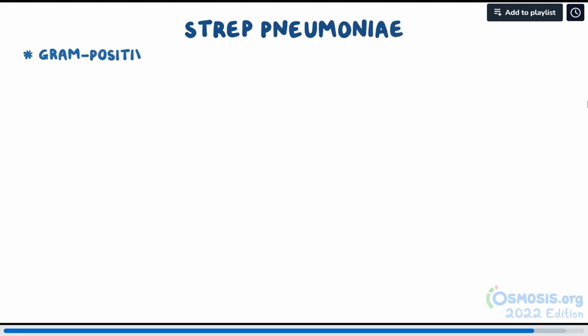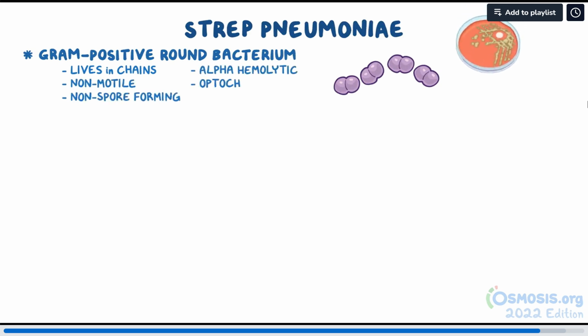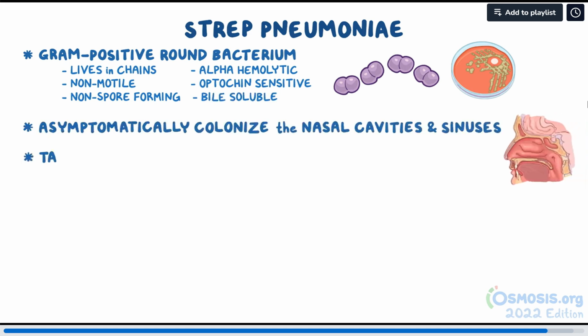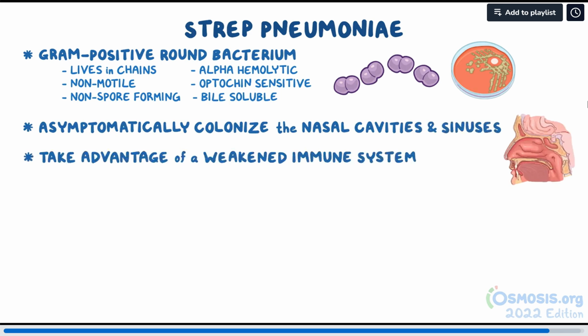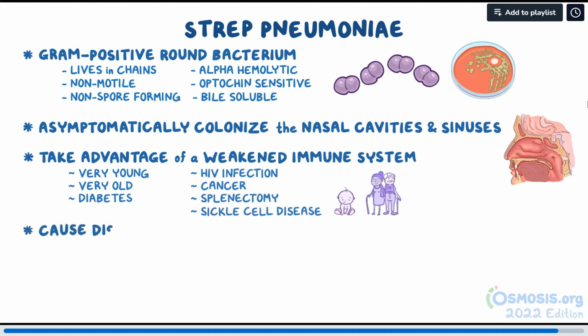Alright, as a quick recap. Strep pneumoniae is a gram-positive round bacterium that lives in chains. They are non-motile, non-spore-forming, alpha-hemolytic, optochin-sensitive, and bile-soluble. These bacteria are found asymptomatically colonizing the nasal cavities and sinuses, but they can take advantage of a weakened immune system, especially in very young or very old individuals, or those with diabetes, HIV infection, cancer, splenectomy, or those with sickle cell disease. They cause diseases such as rhinosinusitis, otitis media, pneumonia, and meningitis.